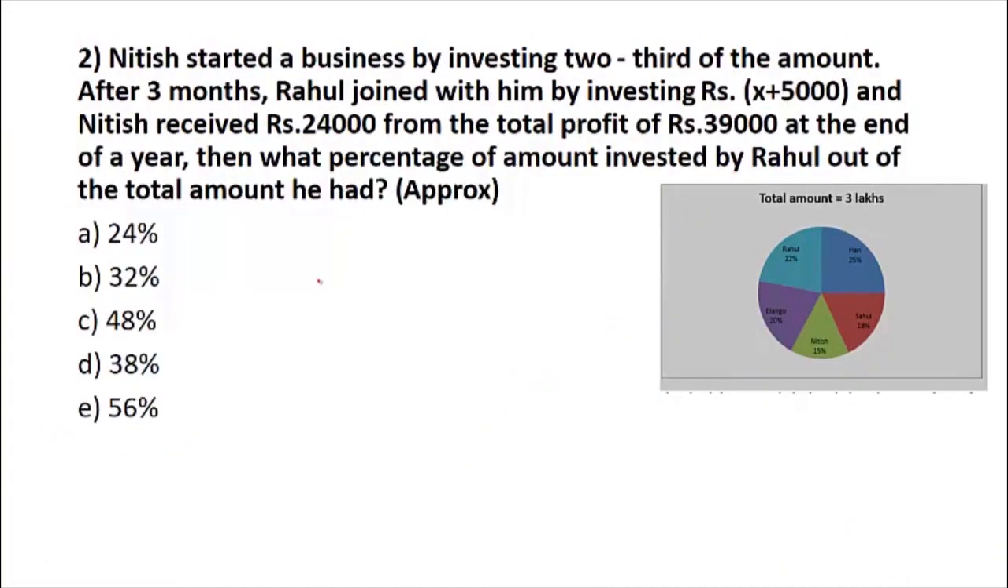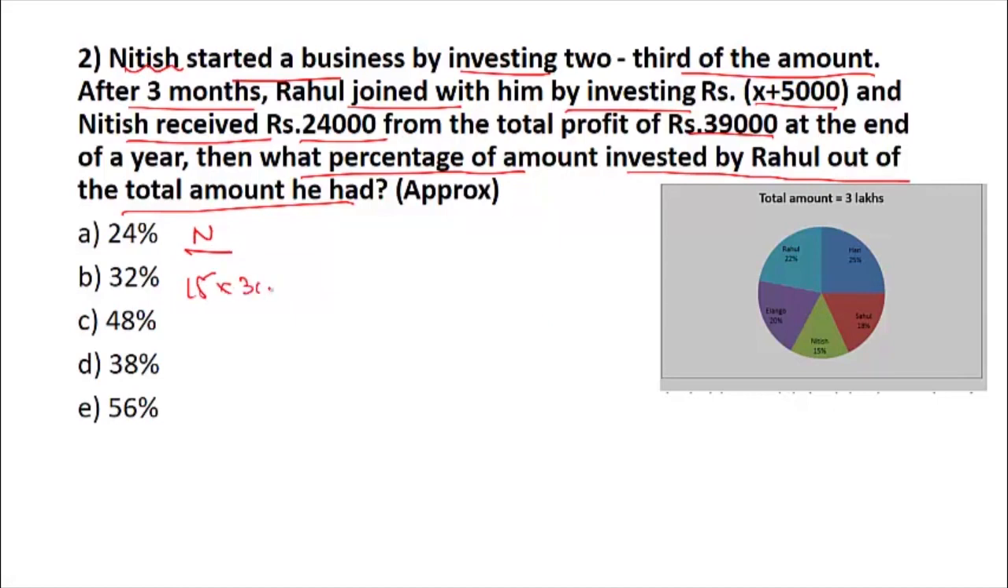Okay, what it says is, Nitish started a business by investing 2/3 of the amount. After 3 months, Rahul joined him by investing rupees this much, and Nitish received 24,000 from the total profit of 39,000 at the end of the year. Then what percentage of the amount was invested by Rahul out of the total amount he had? Okay, so first we have to find the amount invested by Nitish. I am representing Nitish by N, so it is 15%. 1% is 3,000. So the value is 45,000.